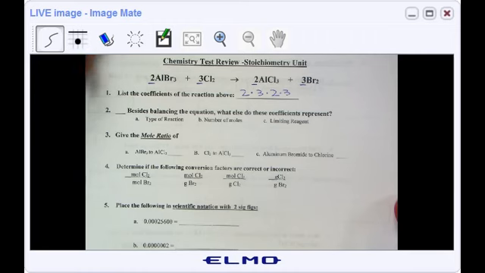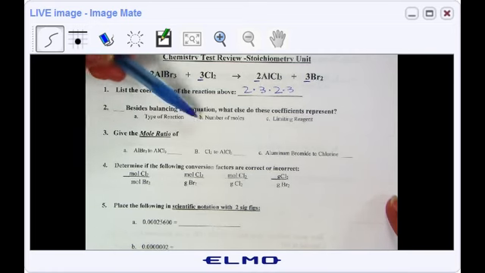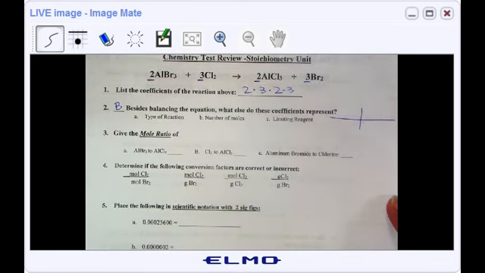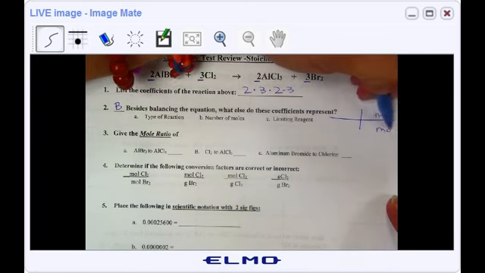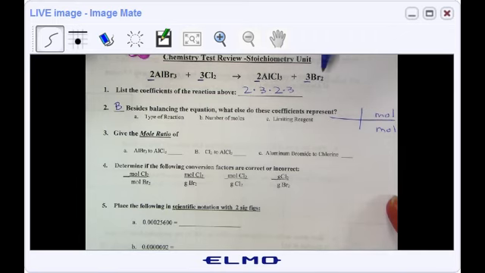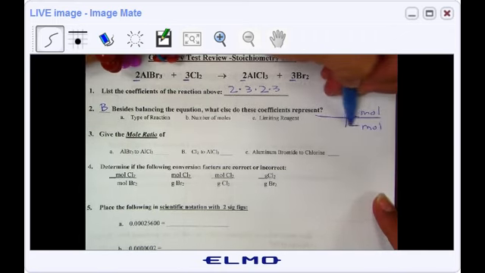Number 2. Besides balancing the equation, what else do these coefficients represent? Coefficients represent the number of moles as well. That is why when you're doing the T-charts for stoichiometry, we no longer just put a 1 in front of the moles. From now on, you use the coefficients.